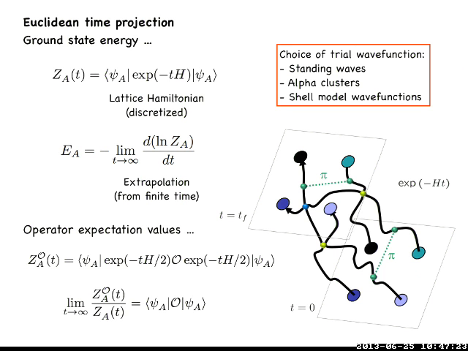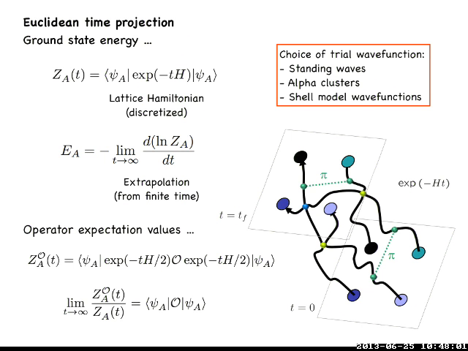So the central object, if you want to calculate this correlation function, which we call ZA, right? It's basically the exponential of the lattice Hamiltonian, right? And this allows us to obtain the energy of the ground state, right?